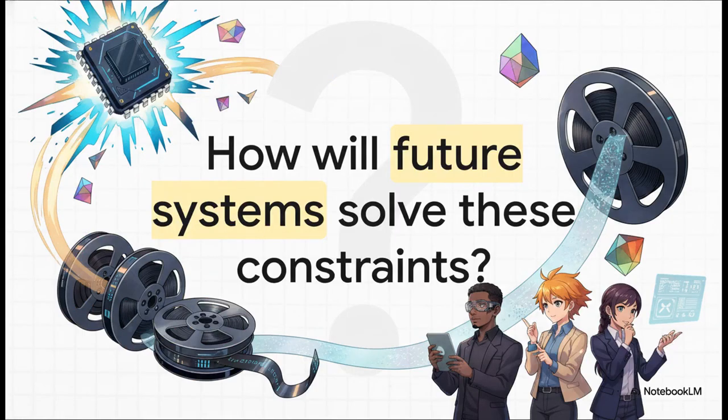So, we've journeyed all the way from the lightning-fast registers inside the CPU right down to massive magnetic tapes. It's just a brilliant balancing act of physics and engineering. But I want to leave you with this final thought. As our AI models and applications demand exponentially more space and speed, how will future systems bend these physical constraints? It's a huge open-ended question that engineers are constantly trying to solve.